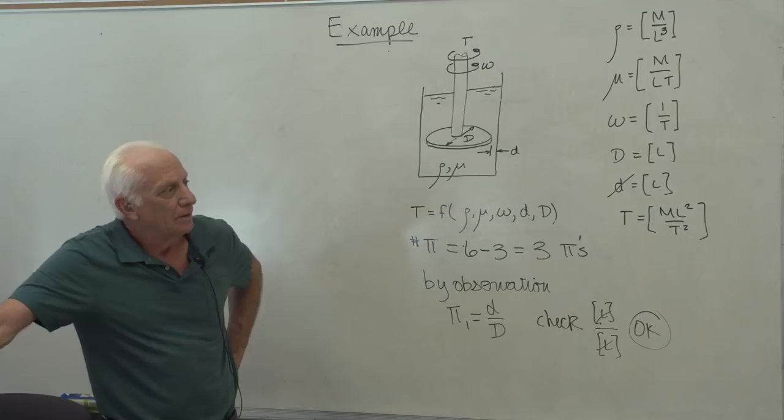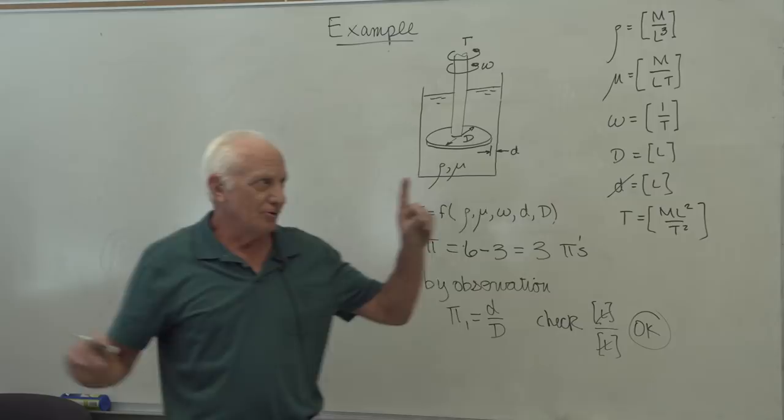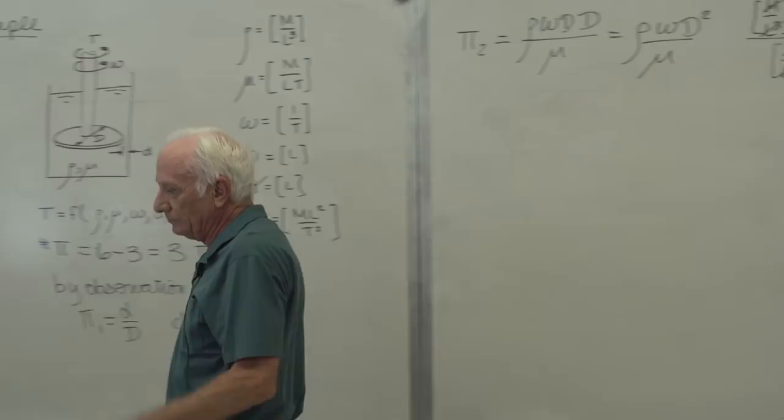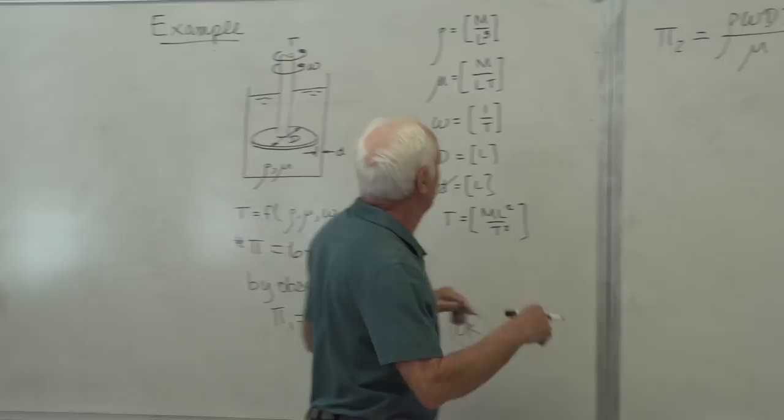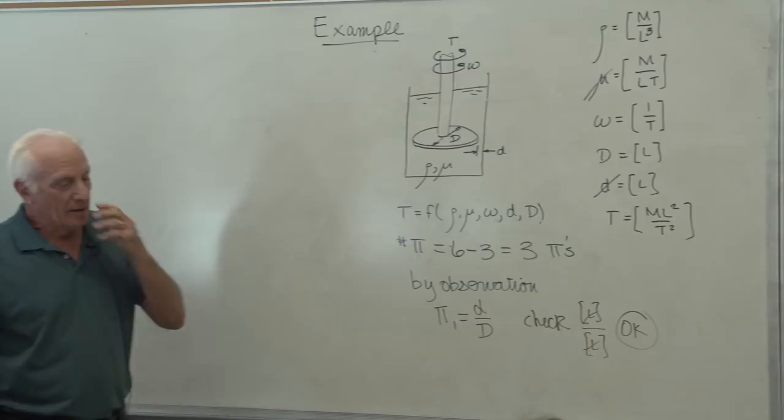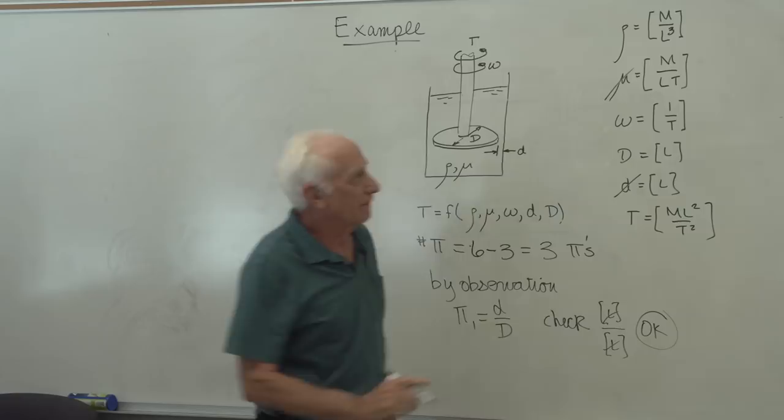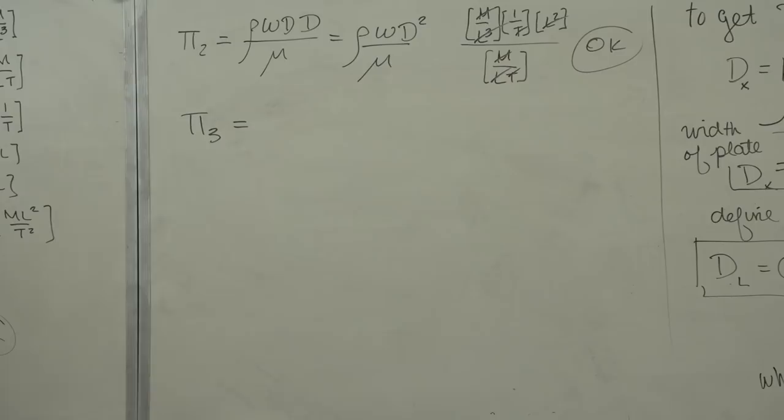Now, the problem said find one by the pi theorem. As soon as you do this, you knock out another variable from that list. So I knocked out mu. I don't like mu because it's long, so I got rid of it. Okay, now comes the pi theorem. Pi 3. What are the rules? Repeating variables.